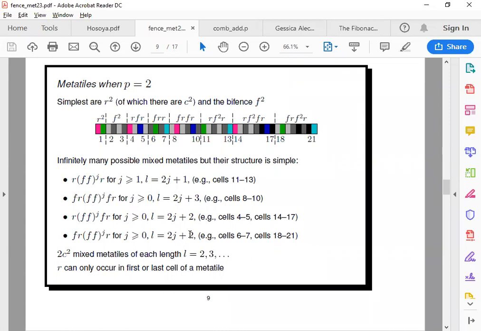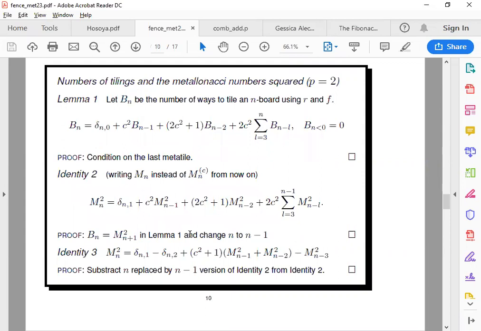So this is something to remember. And we've got 2 meta tiles of each length. But if we then allow for the fact that r has c different colors, that gives us 2c squared. So we've got 2c squared mixed meta tiles of each length from 2 onwards. So what can we do with this?